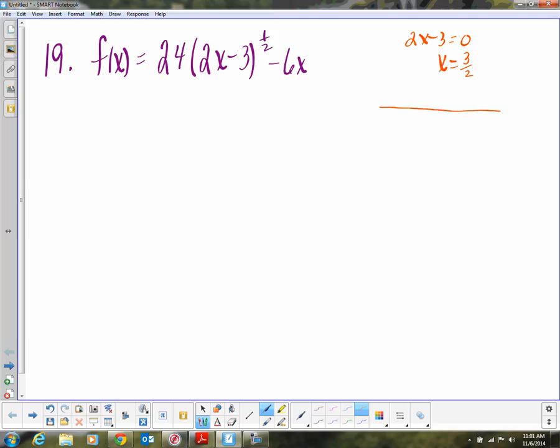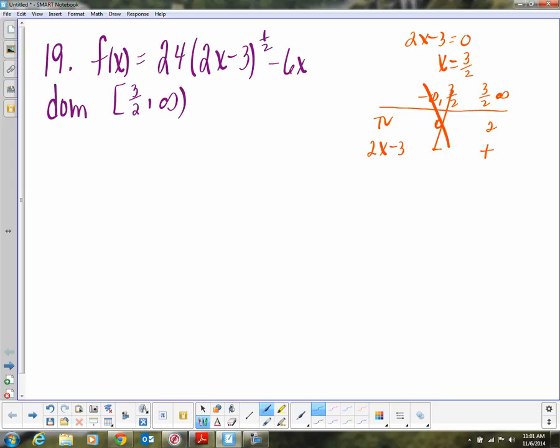We're not allowed negatives. So when I do negative infinity to 3 halves and 3 halves to infinity, give me a test value. 0. And now we're going to test 2x minus 3. 0 minus 3 is negative. 4 minus 3 is positive. So my next step, my domain is 3 halves to infinity. All right.